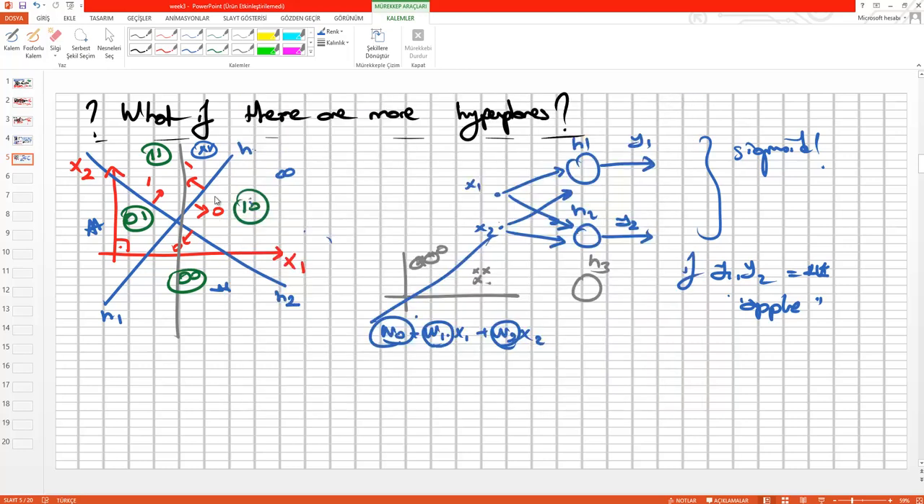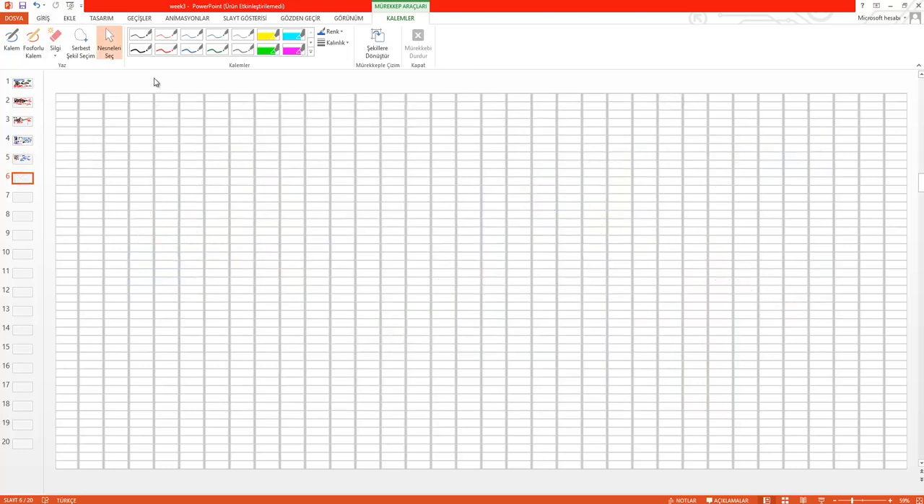This is the utilization of the perceptron, but we have two more concepts in here, like this one. Firstly, we should talk about the multilayer perceptron.